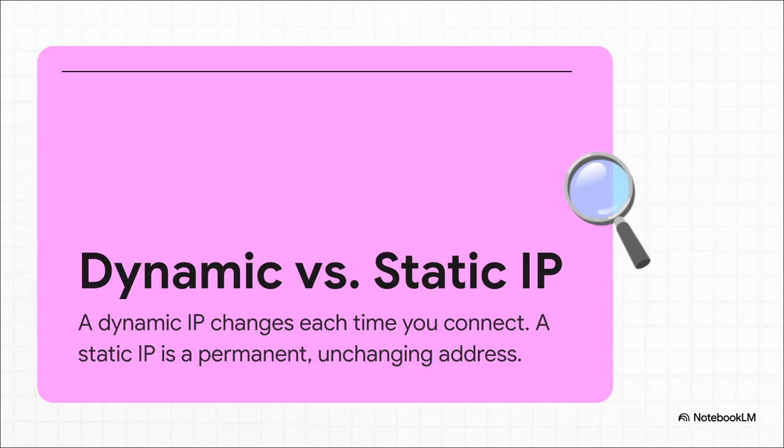To really get this, think about it like this. A dynamic IP, which is what most of your devices use by default, is kind of like getting a new hotel room key every single day. Sure, it works, but you can't tell anyone your room number in advance. A static IP, on the other hand, is your permanent home address. It's fixed, it's reliable, and everyone knows exactly where to find you.